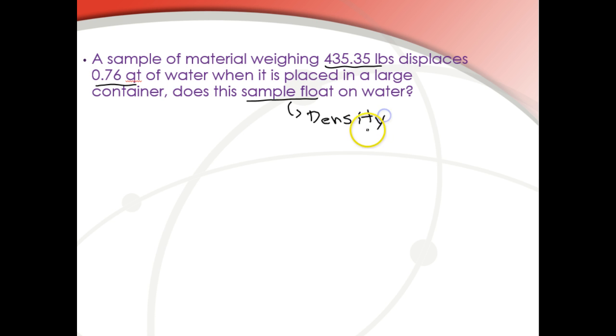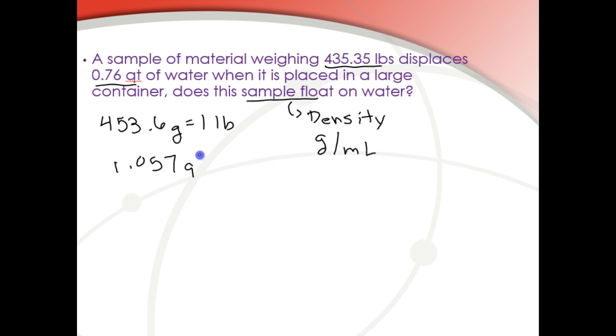I need a density. The next step is to see what units I need for that, and that is grams per milliliter, or grams per centimeter cubed. But I'm not given that. I'm given pounds and quarts. So the conversion factors I need are 453.6 grams in a pound, and 1.057 quarts to a liter, and I can figure out volume from there. So we have to do these conversions.